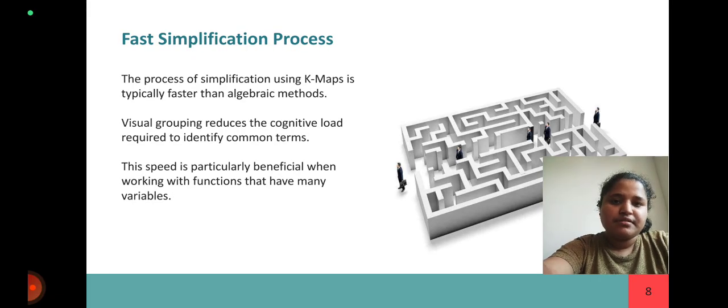Fast simplification process. The process of simplification using K-maps is typically faster than the algebraic method. Visual grouping requires less work, requiring only the identification of common terms. This is particularly beneficial when we are working with functions that may have many variables.